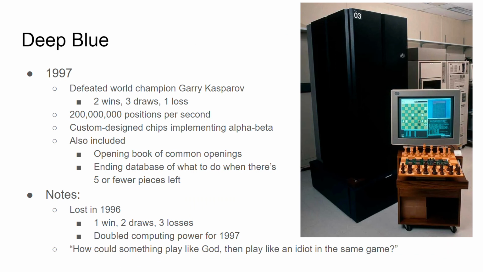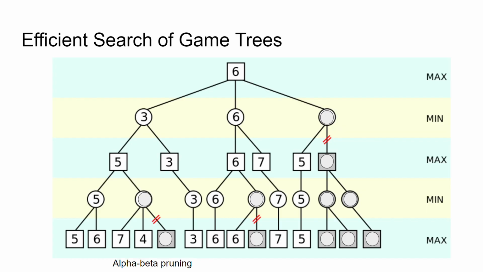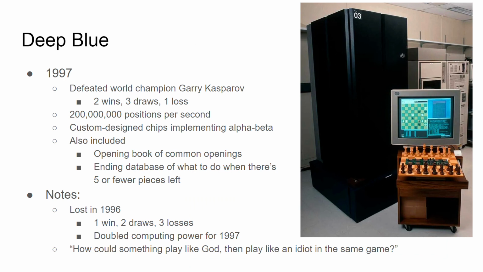So that was the Kasparov versus Deep Blue. 1997, got 2 wins, 3 draws, and a loss. What is it? It's a pretty big computer. It's this big computer here. Custom designed chips specifically for implementing this algorithm. Okay, so they made custom chips to implement that algorithm, able to evaluate 200 million positions per second, go search through that tree.